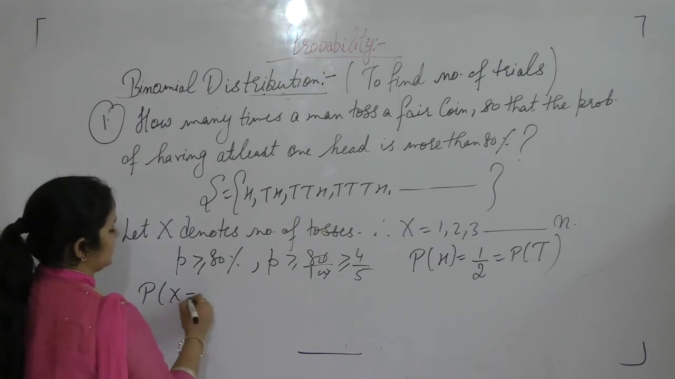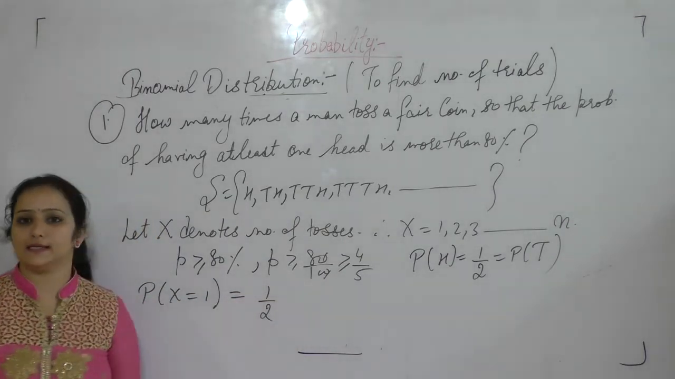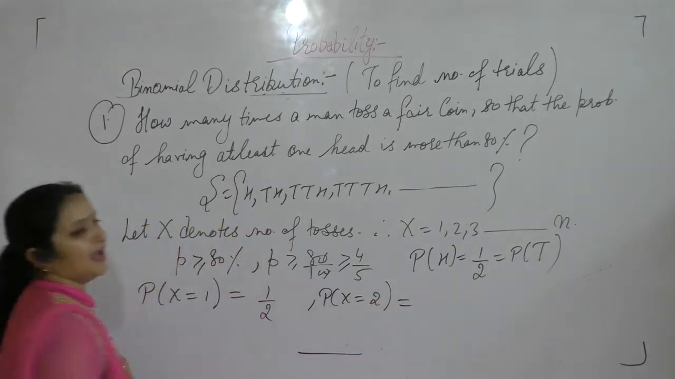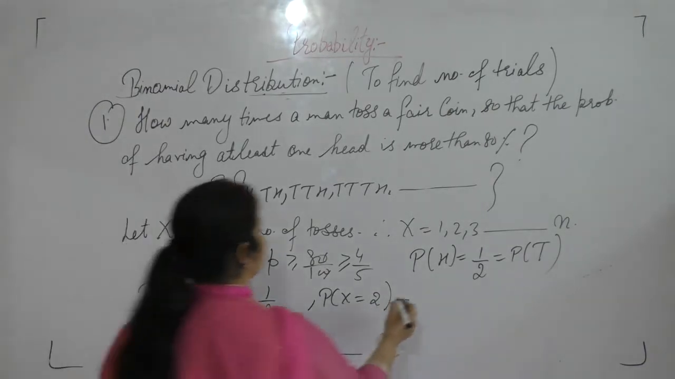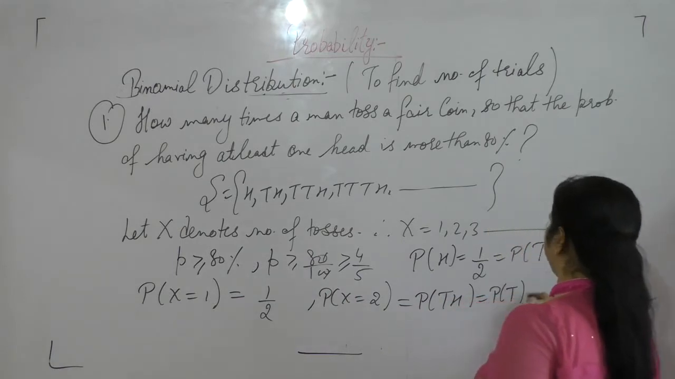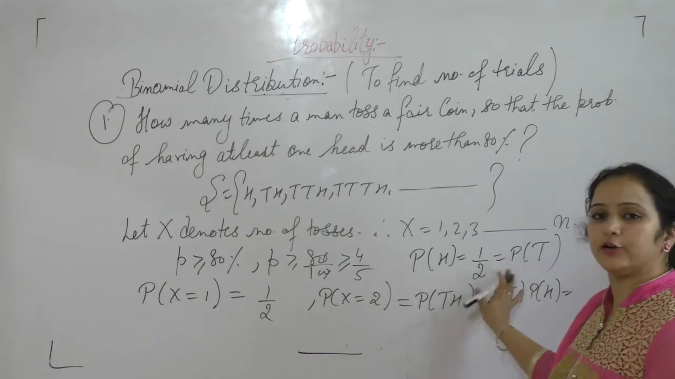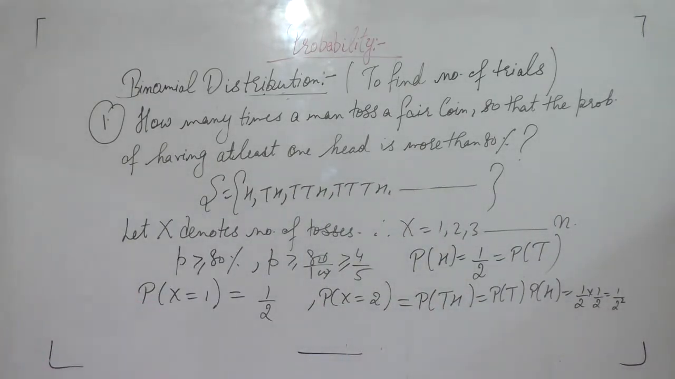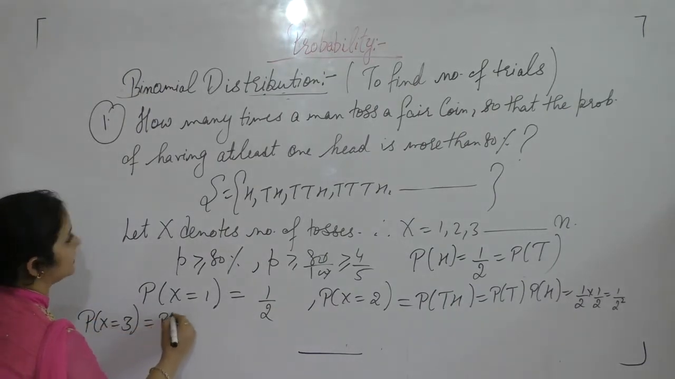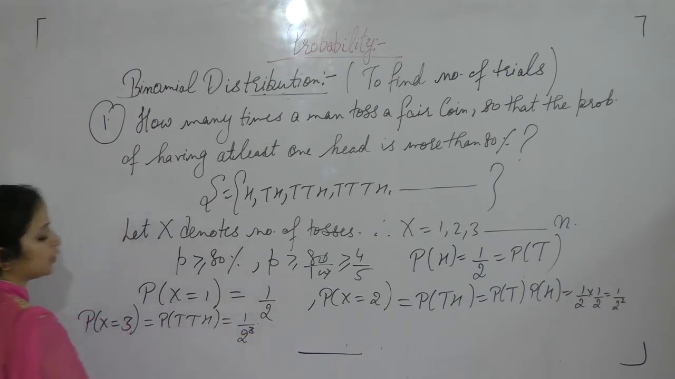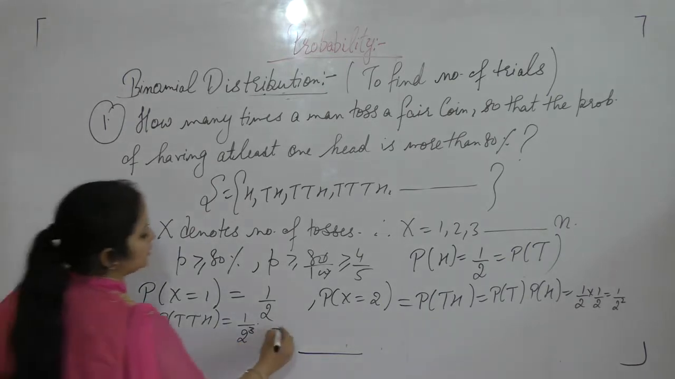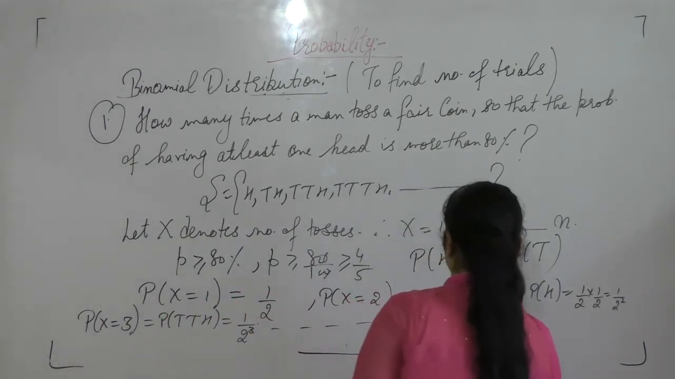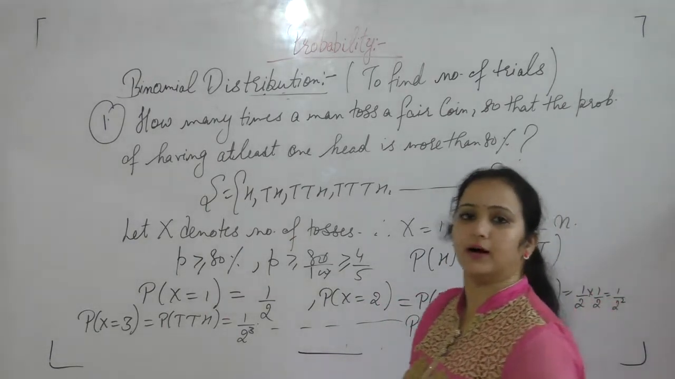First, the probability when X is equal to 1. One head comes, then the probability is 1 by 2. Probability when X is equal to 2: it means first we got a tail, after that a head, tail, head. So the probability of tail into the probability of head, 1 by 2 into 1 by 2, that is 1 by 2 square. Now the probability at X is equal to 3: T, T and H, it is the same, 1 by 2 cube, and so on. So the probability at X is equal to n is 1 by 2 power n.